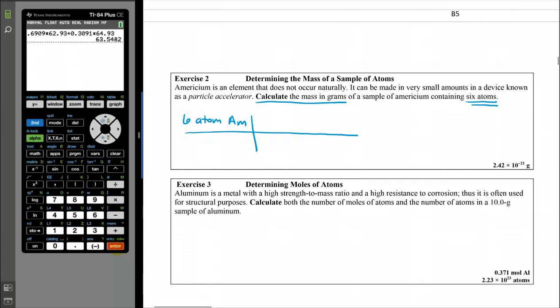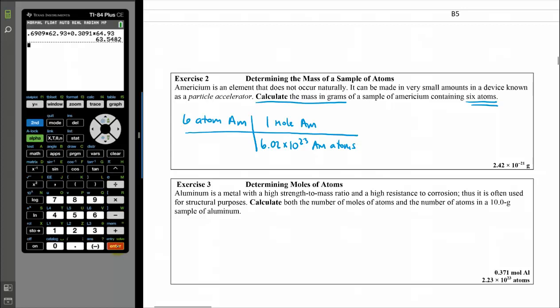So let's see if we can plug those numbers in here and make this thing work with a conversion. Okay? Now I'm going to want atoms to cancel out. So I'm going to say that 1 mole of this element contains 6.02 times 10 to the 23rd atoms of this element. And again, that's true for any element. 1 mole of an element is 6.02 times 10 to the 23rd atoms of that element.